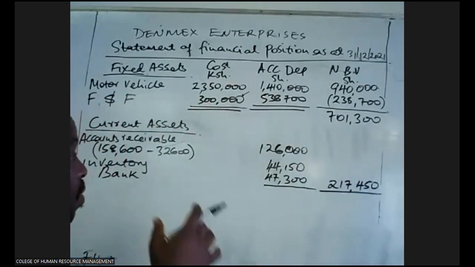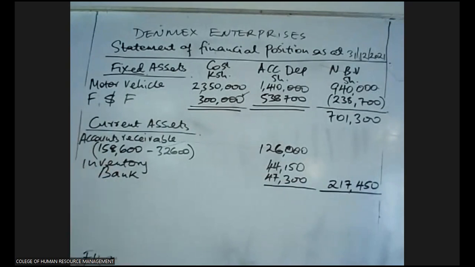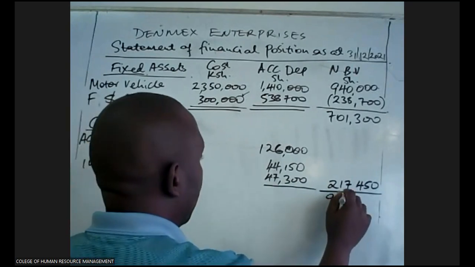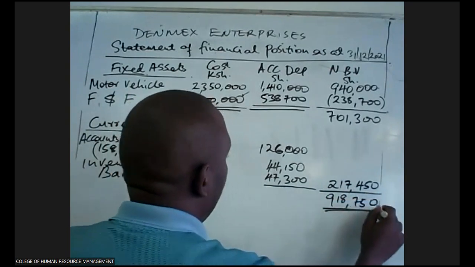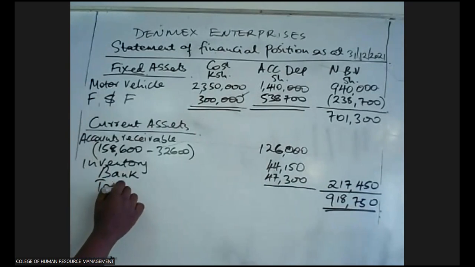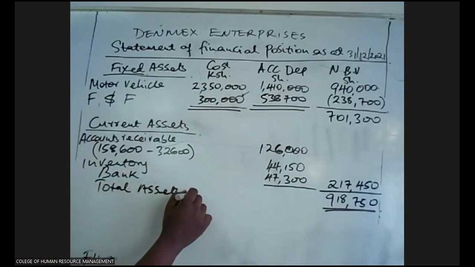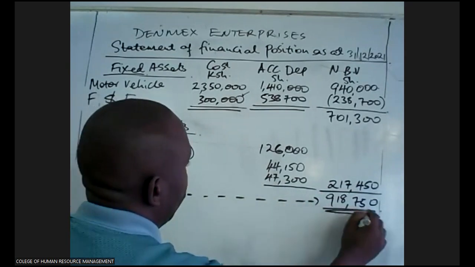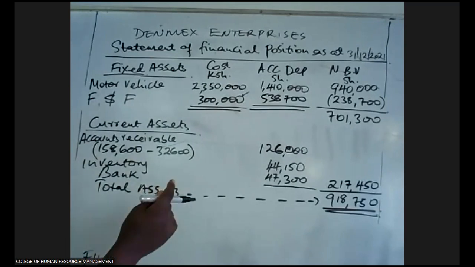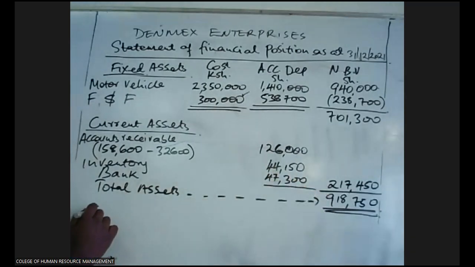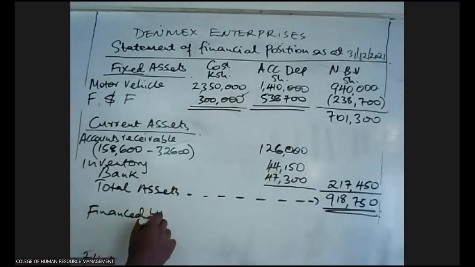If you add now the net book value for the fixed assets, you get 918. So that is what we call the total assets. And we make sure that you underline with the double lines. That is the total. Then you ask yourself a very valid question: how are these assets financed?